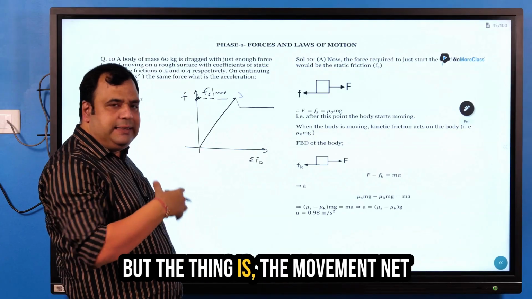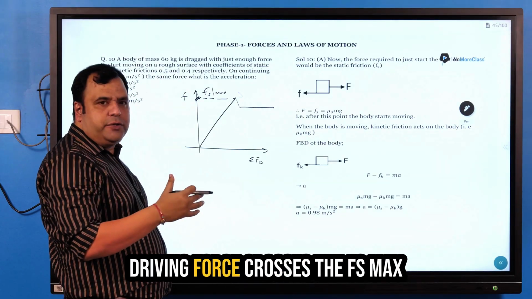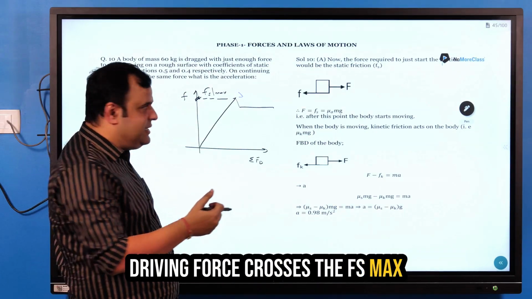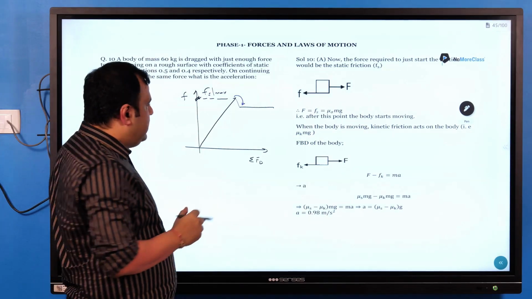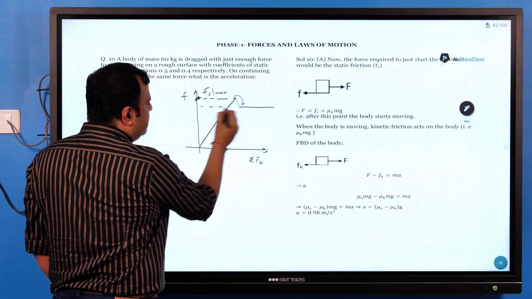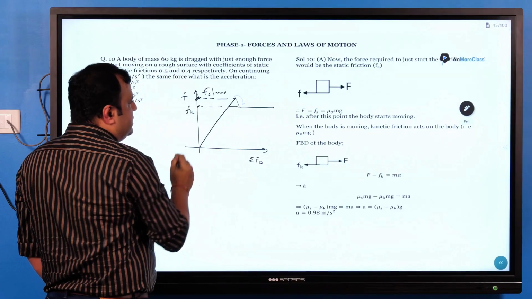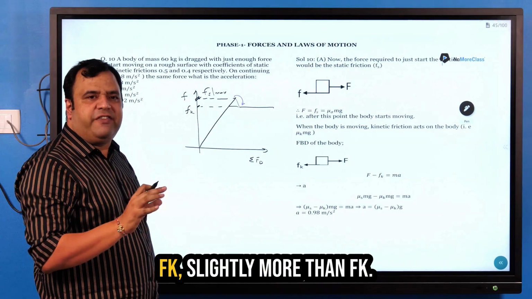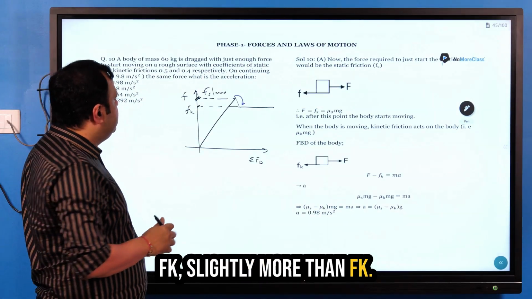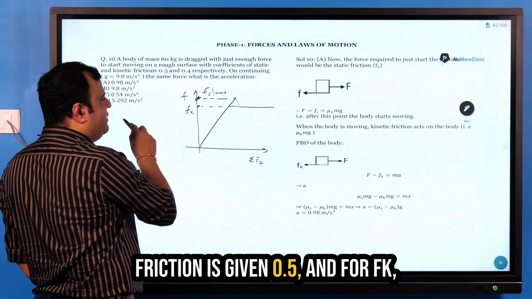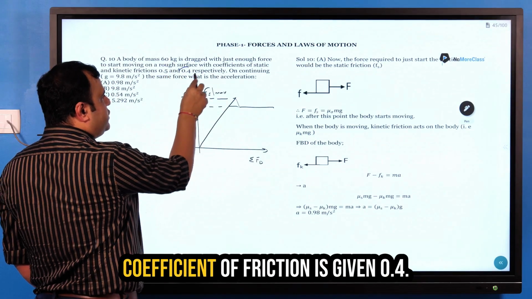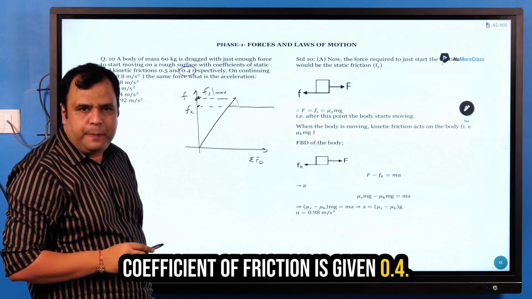But the thing is, the moment the net driving force crosses the Fs max, friction suddenly drops slightly and becomes Fk. This friction is Fk. So Fs max is slightly more than Fk. For Fs max, the coefficient of friction is given as 0.5, and for Fk, the coefficient of friction is given as 0.4.